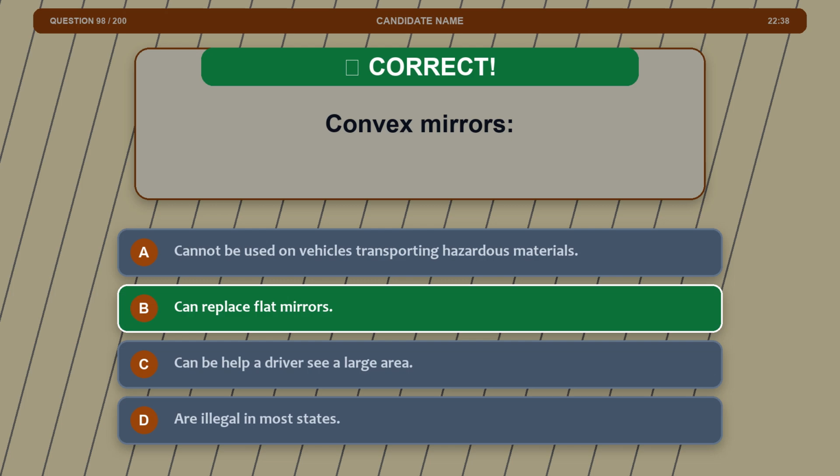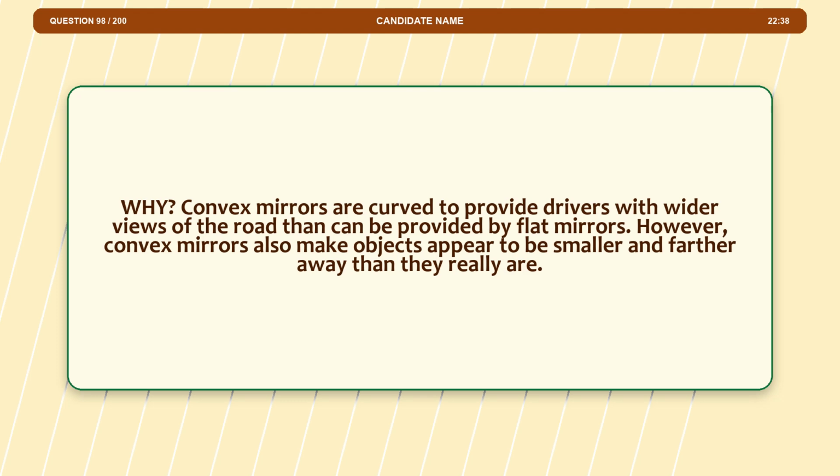The correct answer is option B, can replace flat mirrors. Explanation. Convex mirrors are curved to provide drivers with wider views of the road than can be provided by flat mirrors. However, convex mirrors also make objects appear to be smaller and farther away than they really are.